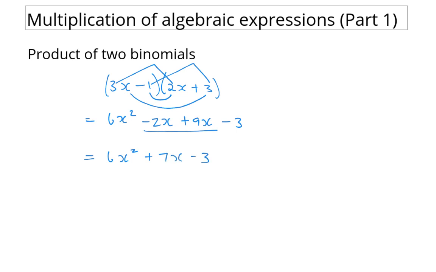So we often call this the two ears of a cat, the nose and the mouth. We often call this the cat method. The nose and the mouth form the middle term, in this case plus 7x.